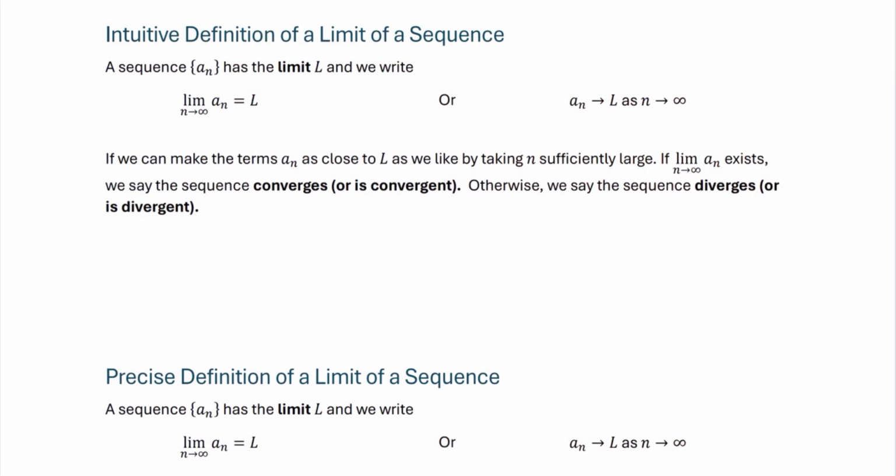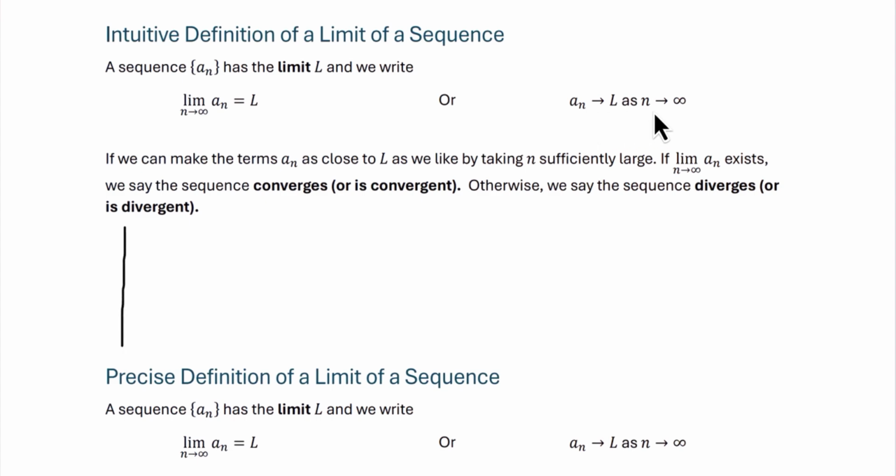In this video, we'll investigate the limit of a sequence. Up first, we'll just look at an intuitive definition. A sequence a sub n has the limit L, or we can write that as the limit as n approaches infinity of the sequence equals L. We could also think of that as a sub n approaches L as n approaches infinity.